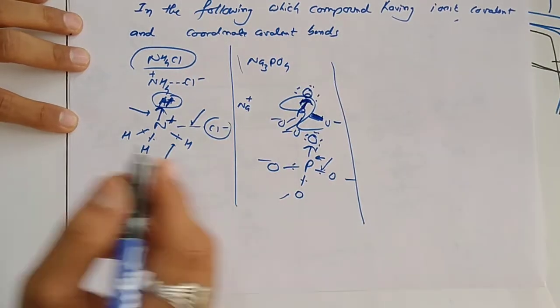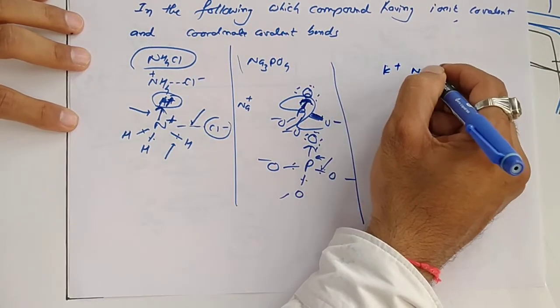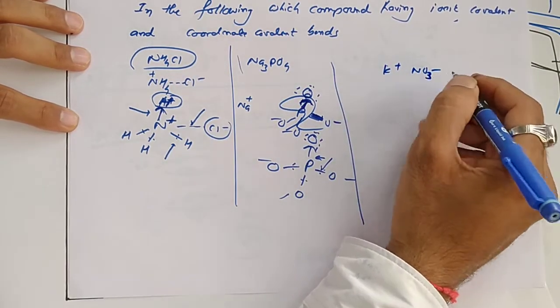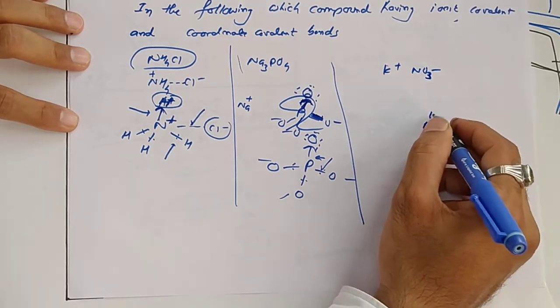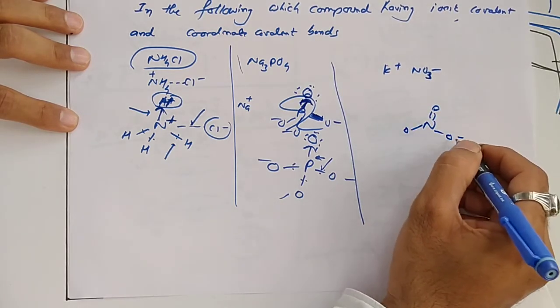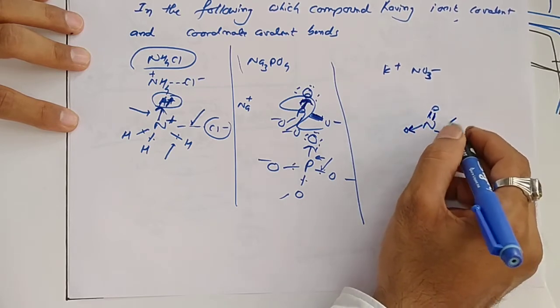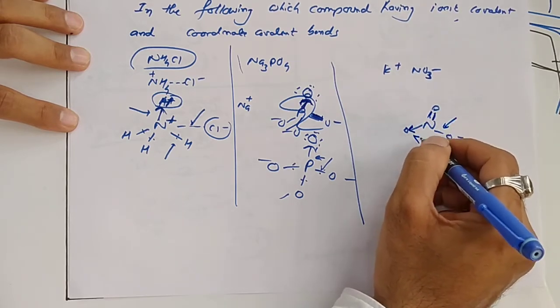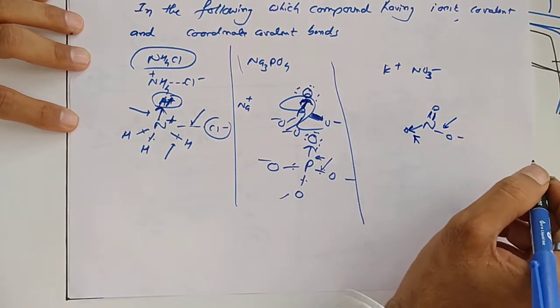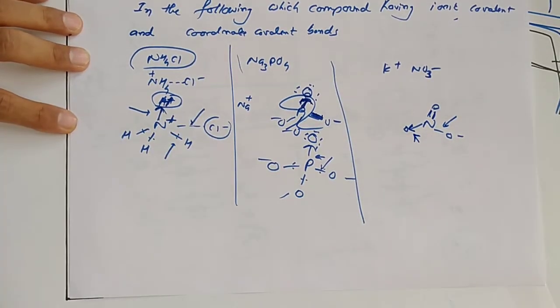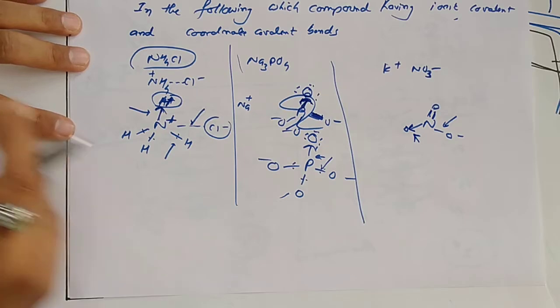Now another example is potassium nitrate. In KNO3, potassium with nitrate makes the ionic bond. But in the nitrate, covalent and coordinate covalent bonds are present. Potassium nitrate possesses all 3 types of bonds.